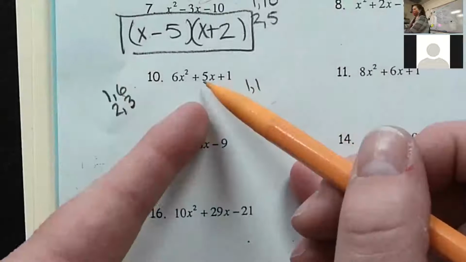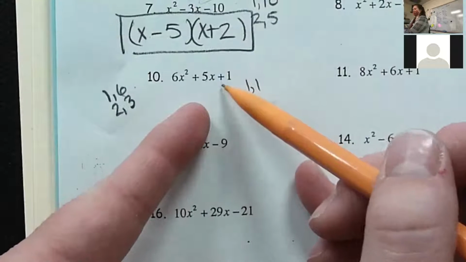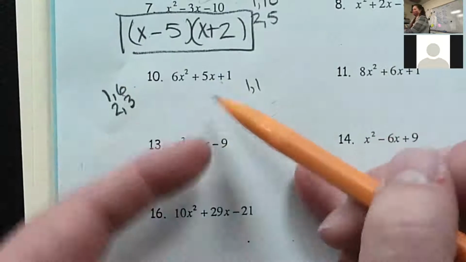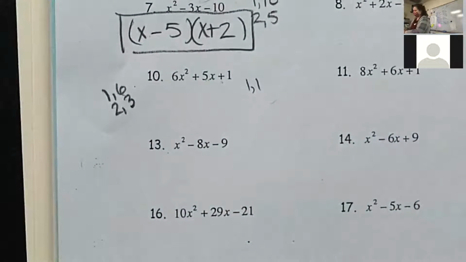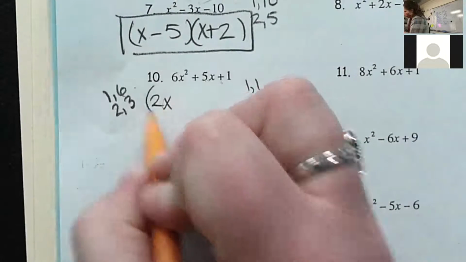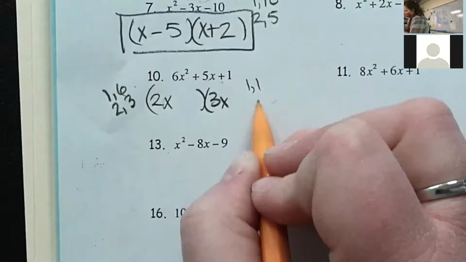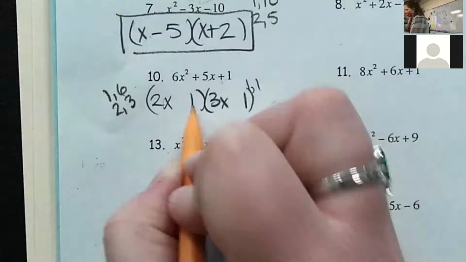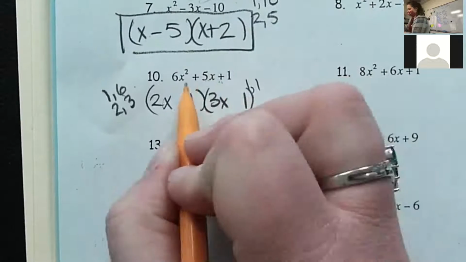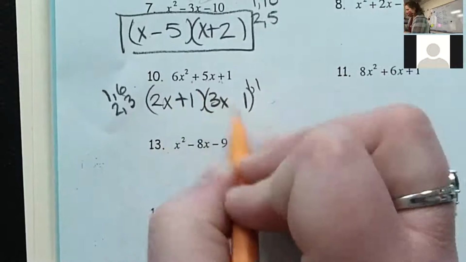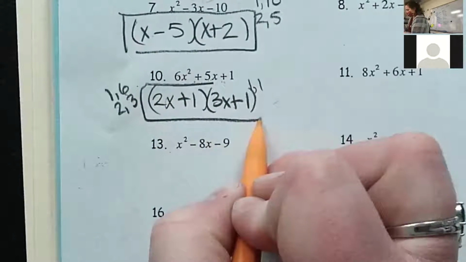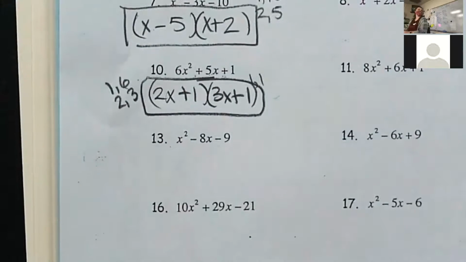So which one of those are going to, remember this sign means adding. Which one of these are going to add to get me 5? Okay, so I must have a 2x and a 3x. And you said the only options are 1 and 1. This means the signs are the same. This means that they're both positive. Did that work out? Sure did.